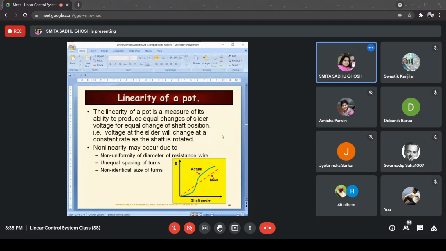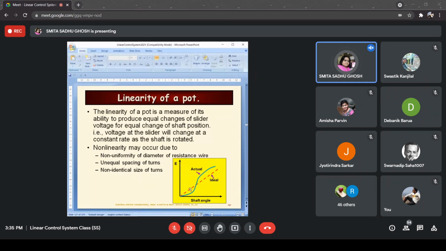Okay, so here I'll just try to cover a small portion before I end. I'll try to finish off with potentiometers. Let me see, I think I have one or two more slides, not too many. So linearity of a potentiometer is what we have over here. This is the shaft angle and the EMF that you can see over here again.